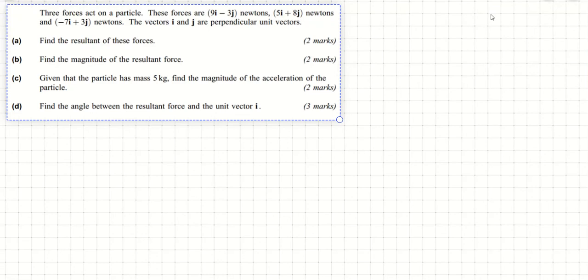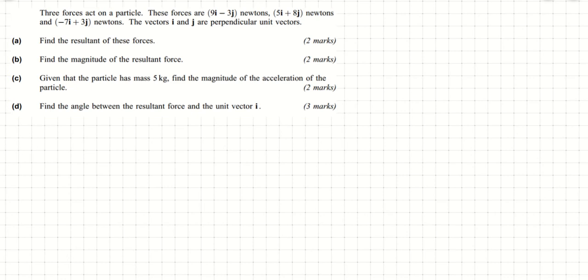In this video, we're going to look at a forces question where the forces are given in their i and j components. So, for example, we've got a force here, 9i minus 3j newtons. The first question is find the resultant. Well, the resultant is just the sum of the forces, and when they're given in ij components, it's very simple. We just add the forces up.